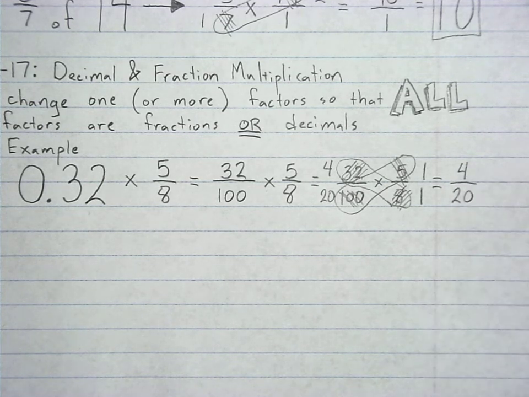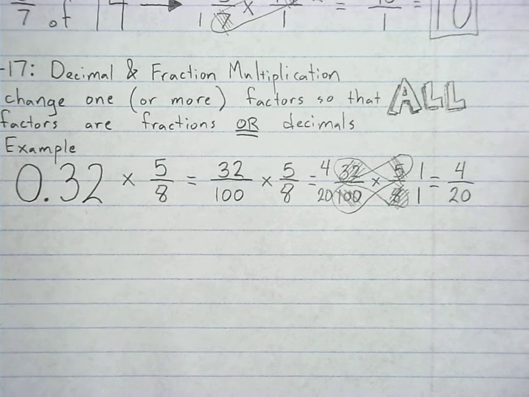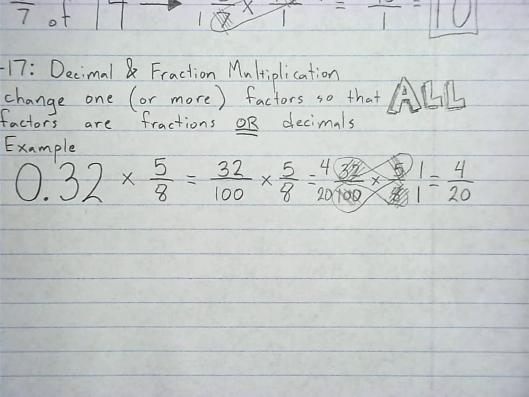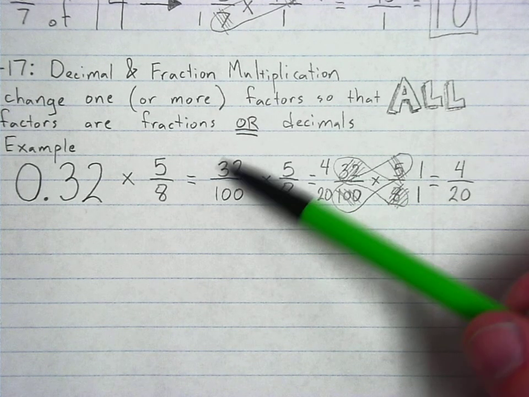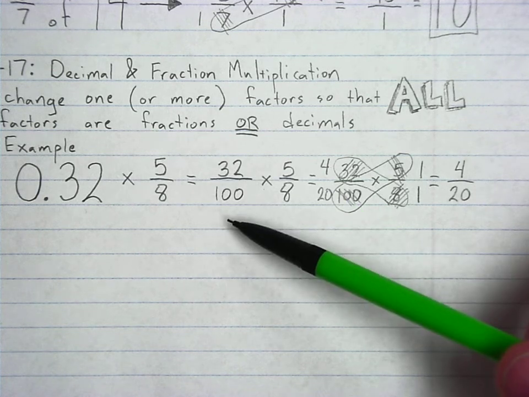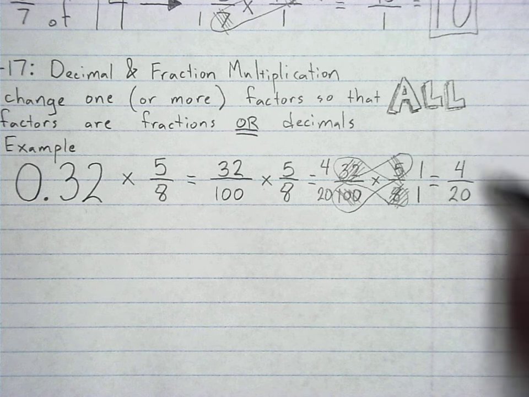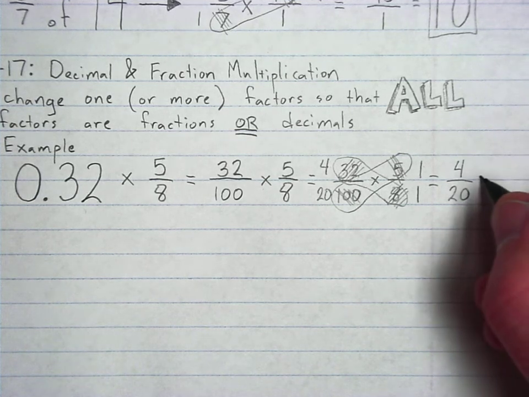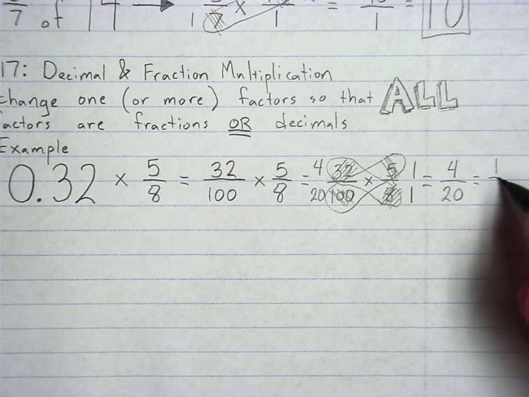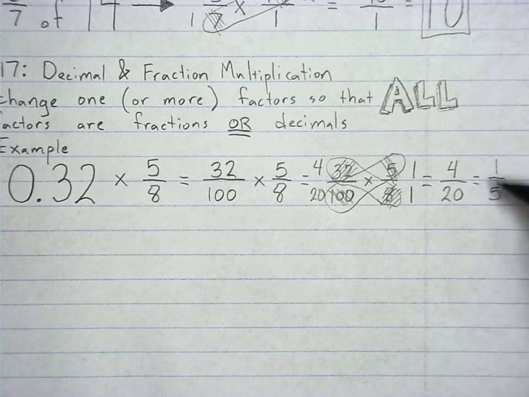Now we have to be careful. I've told you if you do this, you don't have to really simplify at the end, and that's a bit of an oversimplification. This was not simplified to start with, so I need to do just a tiny bit more. If I divide the top and the bottom by 4, I end up with my final answer, 1 over 5.